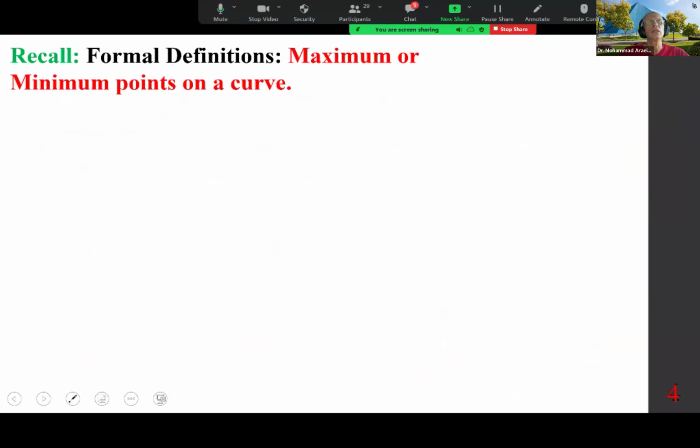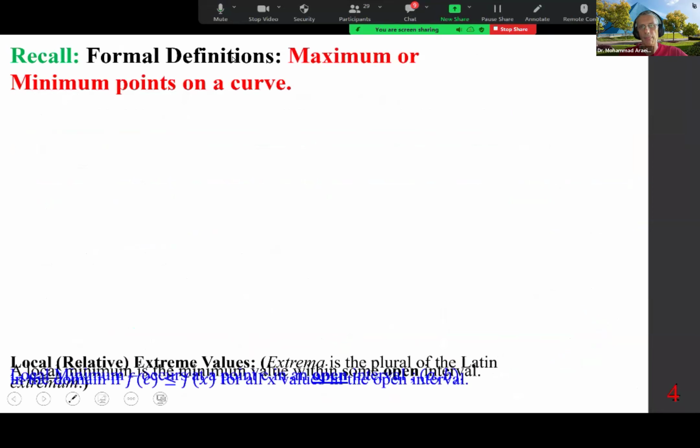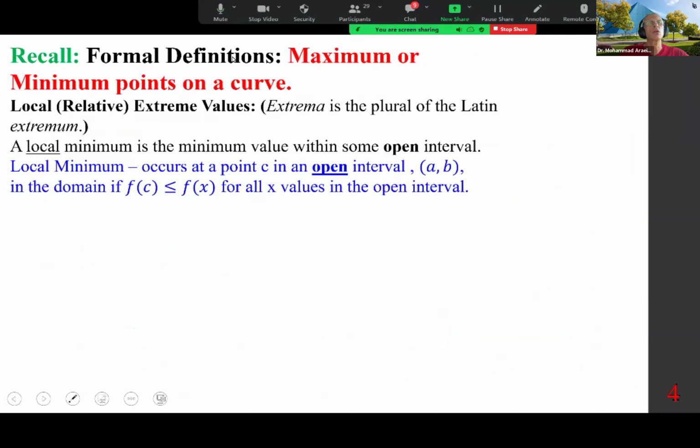Max and min, formal definitions. Local, also known as relative, extreme value. Extrema is the plural of the Latin extremum. A local minimum is the minimum value within some open interval. A local minimum occurs at the point c in an open interval of a to b in the domain if f of c is less than or equal to f of x for all x values in the open interval.